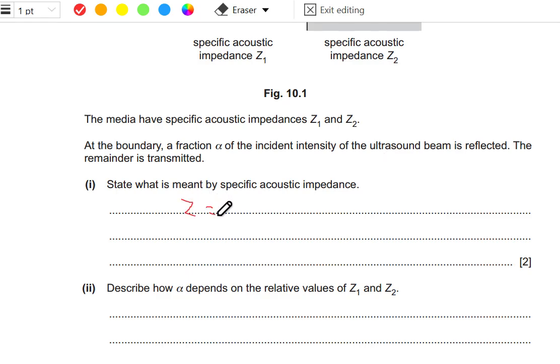Z is equal to rho times C. Rho is density of medium, and C is sound or ultrasound speed in medium.